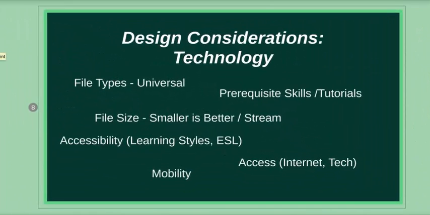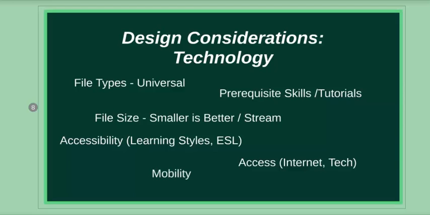Some of the design considerations you're going to keep in mind is about technology. For example, what file types are you going to use in the course? It's better to use what we call universal file types, like PDF, which can be opened on most devices and printed on most printers. You're going to be looking at the prerequisite skills and the tutorials necessary for the students to be successful in your course. For example, if you have them do a video project, do they know how to use Movie Maker? Maybe there's some prerequisite training or tutorials required in order to help them be successful on the learning content.